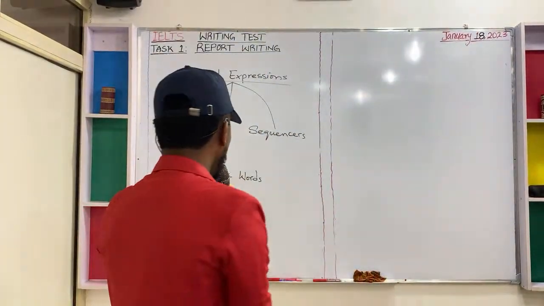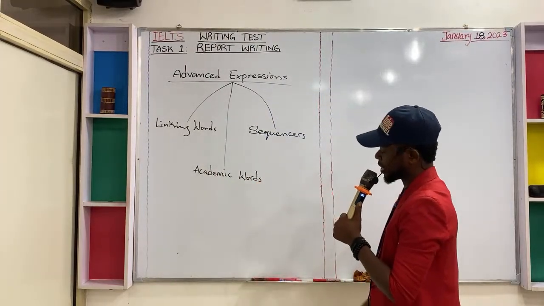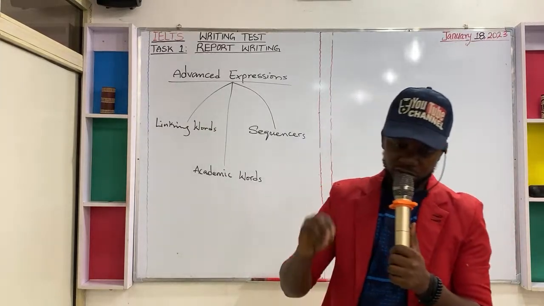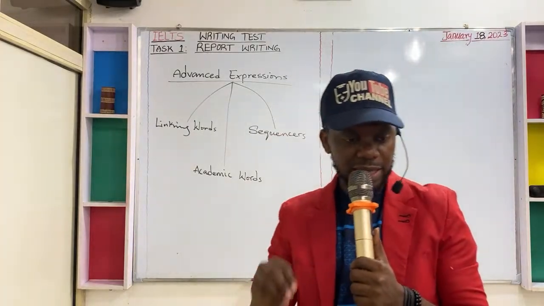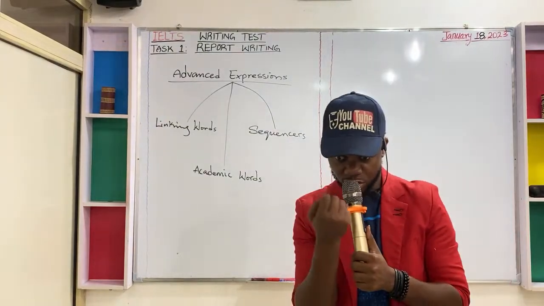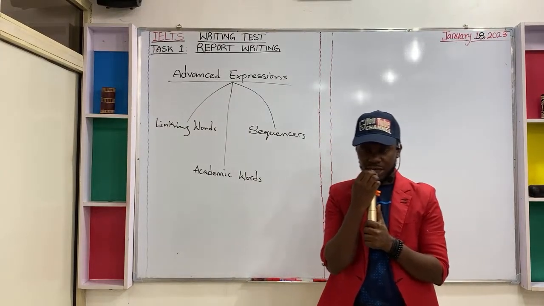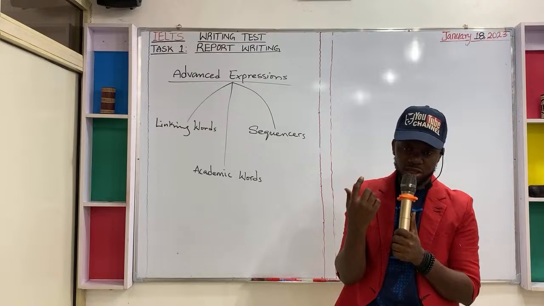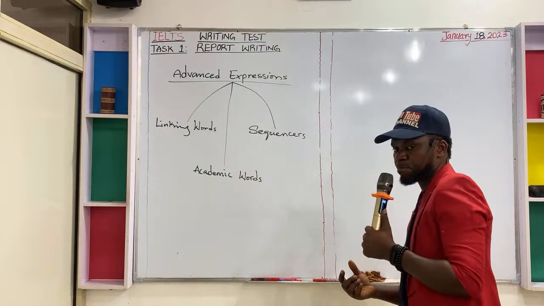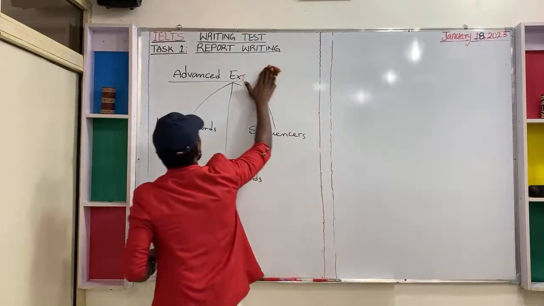Okay, so these are some of the academic words you should please make use of whenever you're writing a report. They are advanced words, and they would help you scoop in a lot of marks because they are describing practically what is on your chart. So don't just use the casual words, bring in these academic words, bring in your sequencers, bring in your linking words. Okay? All right, so let's go to the next level.